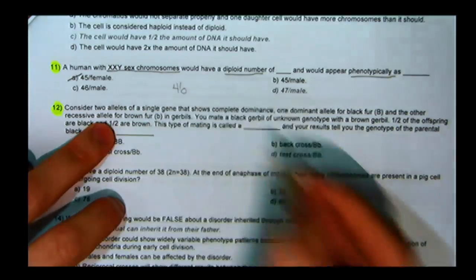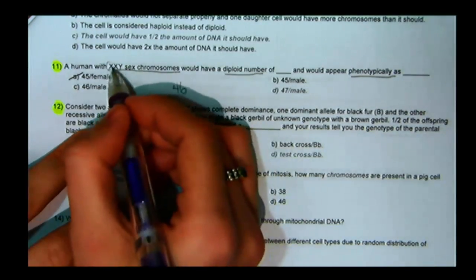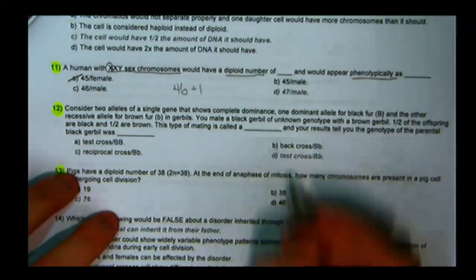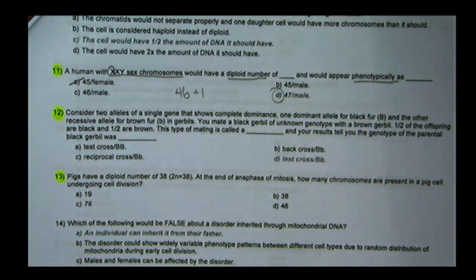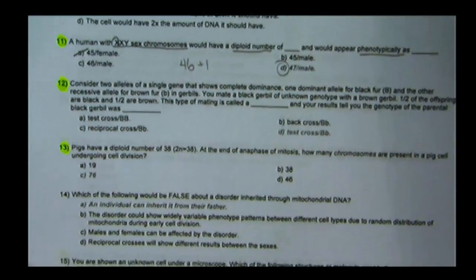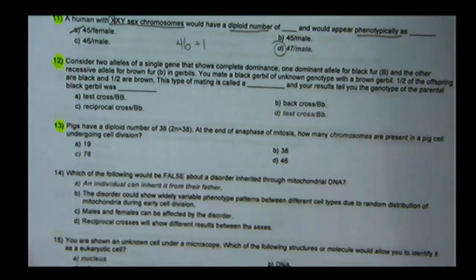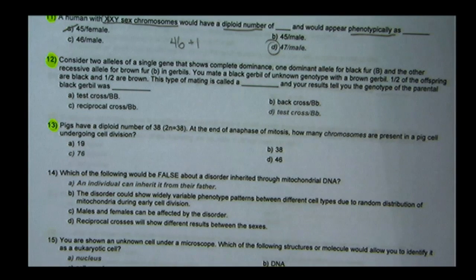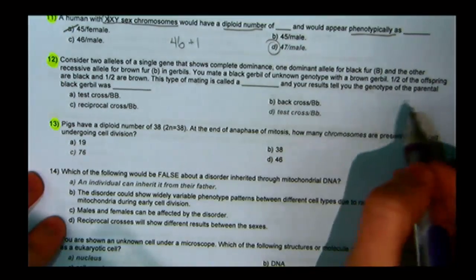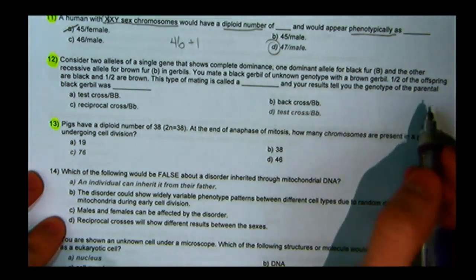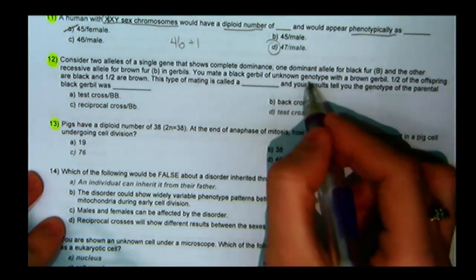Okay, so this is number 12 in the same exam, same version. Again, it's a lot of information, but it's mostly just vocab. So you're given a lot of information, and then, let's see, you are mating a black gerbil of unknown genotype with a brown gerbil. If you go back and look, this brown gerbil was recessive. So it's going to be little b will be brown. So if you're mating an unknown with a recessive, that means you're doing a test cross. So any of these other ones are going to be wrong. So you're already at 50-50.